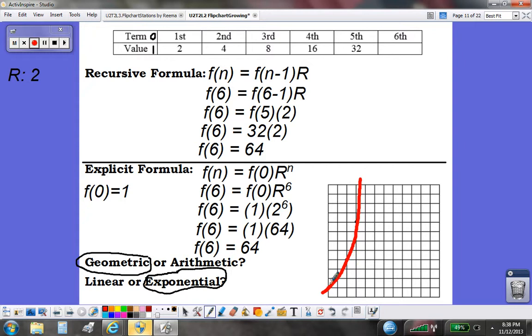This is increasing exponentially. What that means is, as I go over 1 on the x, the change in y doubles. So that's why you're seeing the change increasing each time. Okay, so there you have it. Basically, this is how to figure out a geometric sequence using both the recursive and the explicit formula. So hopefully this was helpful.